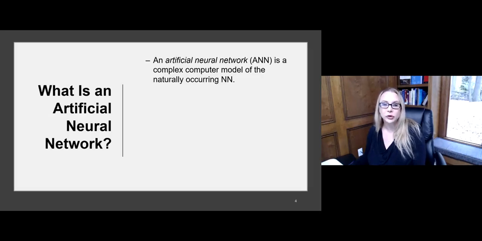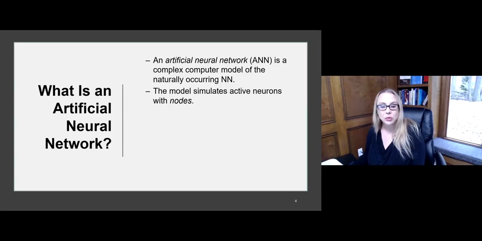An artificial neural network is a computer model of naturally occurring neural networks. These models were originally fit using a technique known as backpropagation that will adjust the strength of the connections through multiple iterations to reduce the error of the model through predictions based on the training set. And if you look at it, the model will simulate active neurons within the nodes.